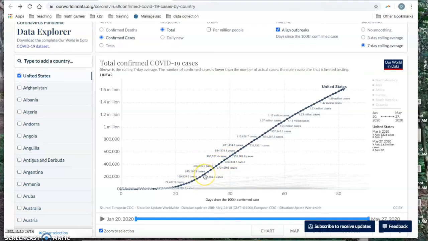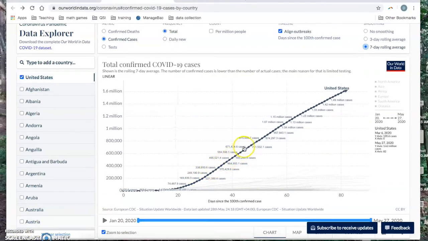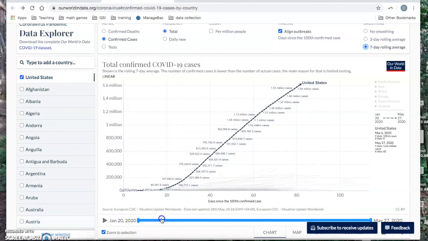If we want to show that it's linear, what we want to do is show that the rate of change is constant through that period. So let's take a look at these numbers a little bit more closely. If we want to zoom in on this area here, we can change the dates.